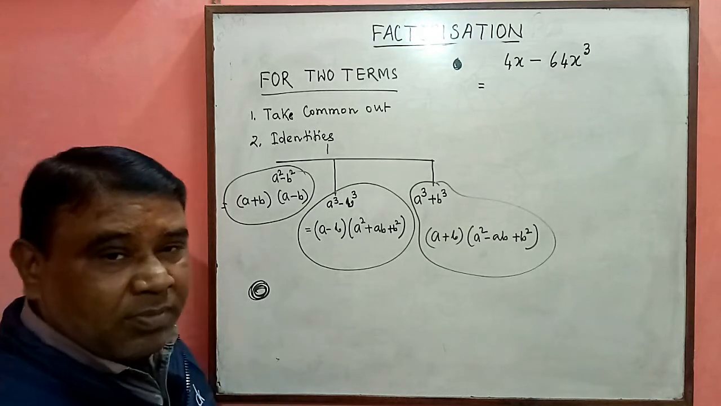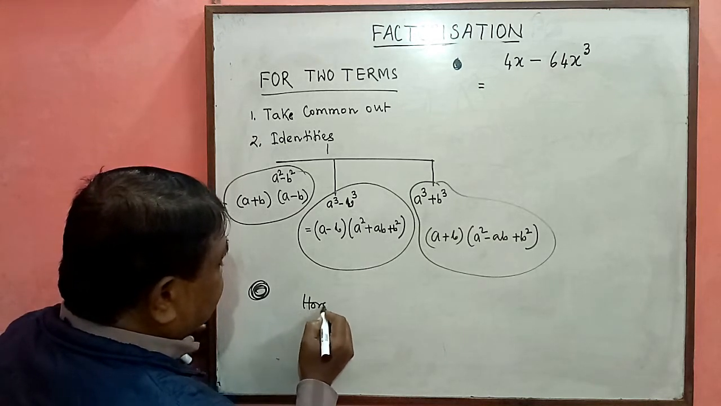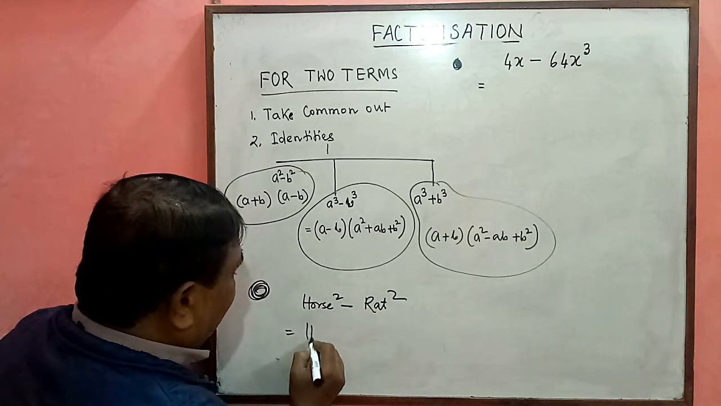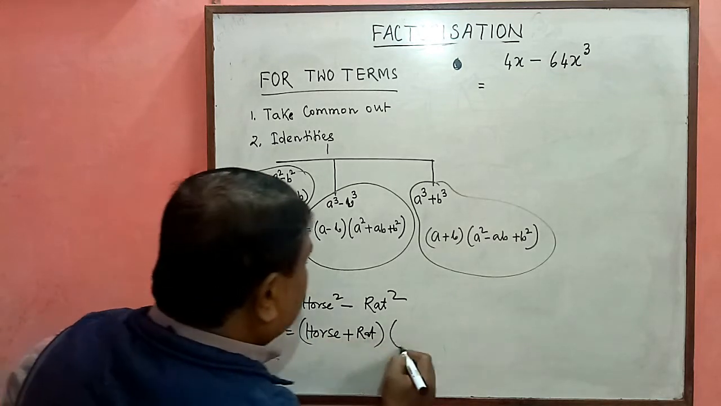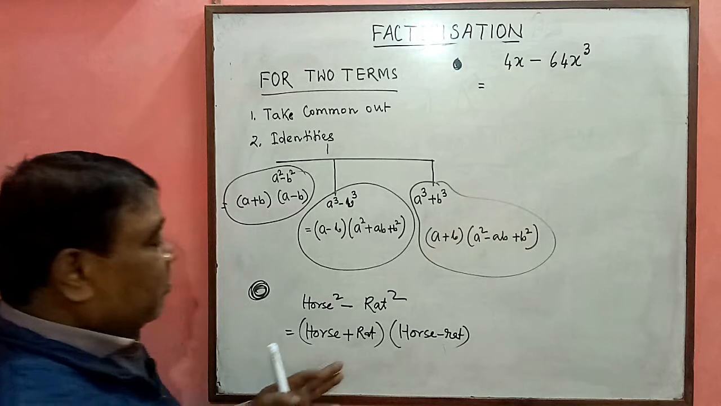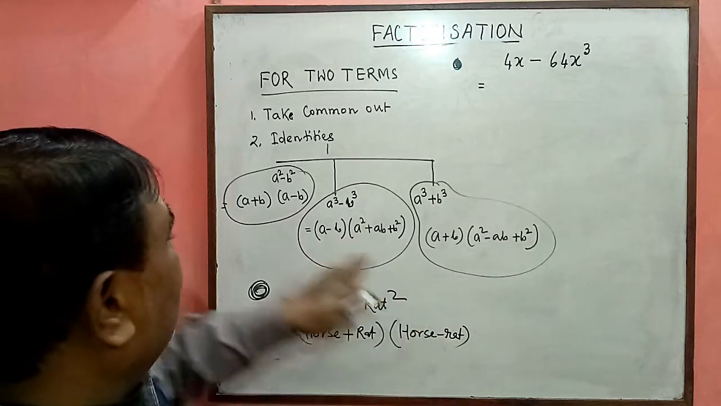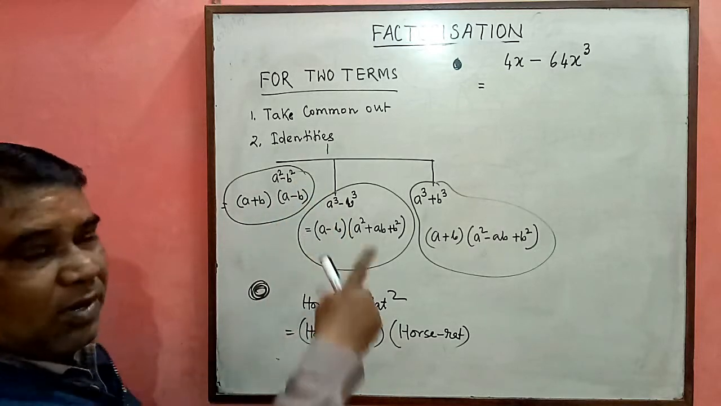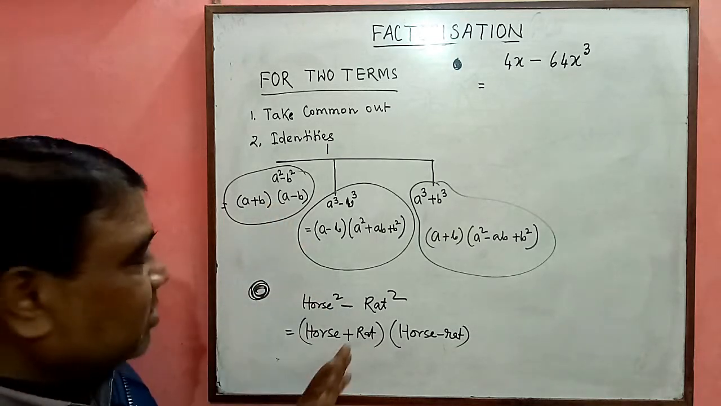That means anytime if you have, let's say, horse square minus rat square, so for math's sake we will write horse plus rat into horse minus rat. That's what it is. Very simple. Difference between two squares, sum of these into difference of these two. Like a square minus b square, a plus b into a minus b. If I say first one square minus second one square, then also it will be very easy. First one plus second one into first one minus second one. First identity.